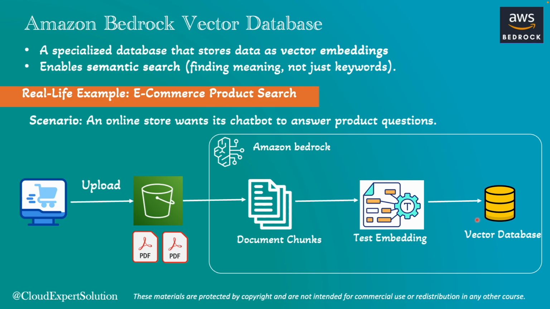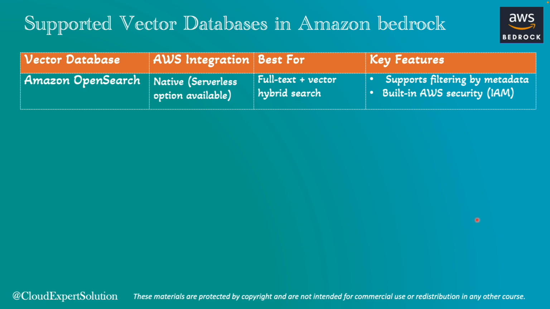Now you must be asking, what are the vector databases and what are the differences between them? Let's review one by one. These are the supported vector databases in Amazon Bedrock, and we'll start with Amazon OpenSearch. In terms of AWS integration, since both are AWS products, it has a native integration and you have an option to use serverless Amazon OpenSearch. Amazon OpenSearch is best for full text search or even vector hybrid search. The key features are that it supports filtering by metadata and it has built-in AWS security using IAM.